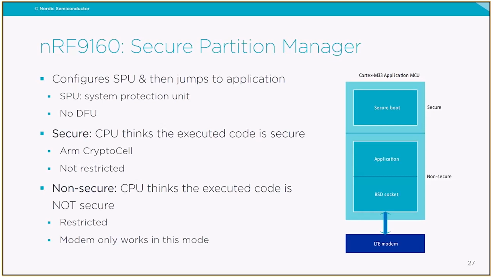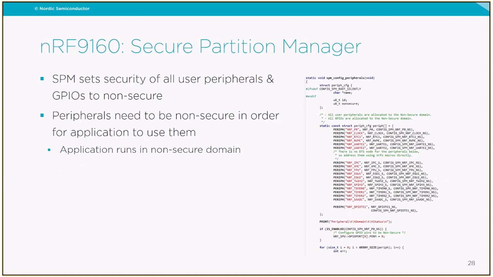And of course, you also set up all of the peripherals too. So if you want to use UART 0, 1, or 2, they need to be defined in the SPM, in the Secure Partition Manager example, before you can use them in your application. Like I said, here you can see a little snippet on the right-hand side where UART 1, 2 are set up, in addition to timers, SPI, TWI, etc. And of course, the peripherals do need to be non-secure in order for the application to use them, since the application is running in the non-secure domain.